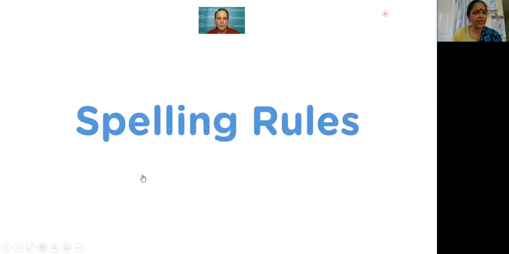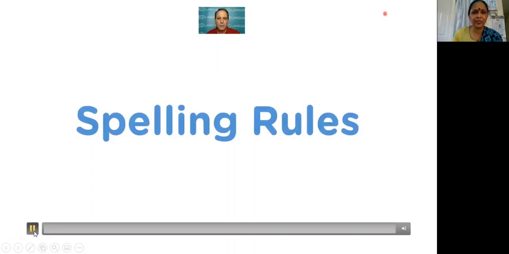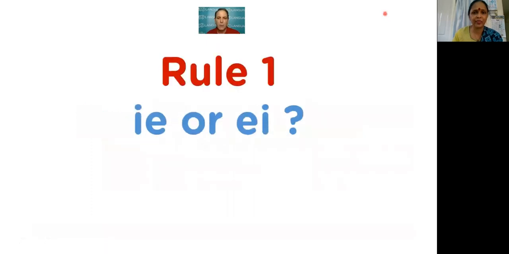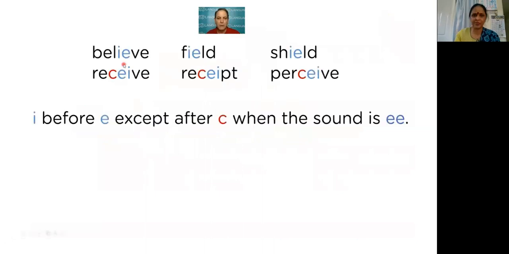So here is another short video. Look at it, watch it carefully. You will get to know more. Rule 1, IE or EI. Believe, B-E-L-I-E-V-E. Field, F-I-E-L-D. Shield, S-H-I-E-L-D. These are regular spellings of the words with IE in them.